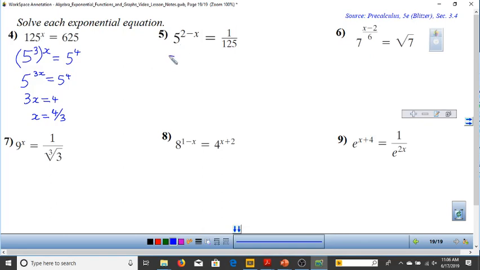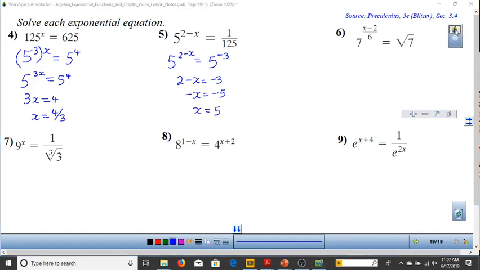So we have 5 to the 2 minus x is equal to 5 to the negative 3. Then what do we do? So the exponents are equal to each other. 2 minus x is equal to negative 3. Subtract 2 from both sides, so we get negative x is equal to negative 5. Solve for x: x is equal to 5. So easy.